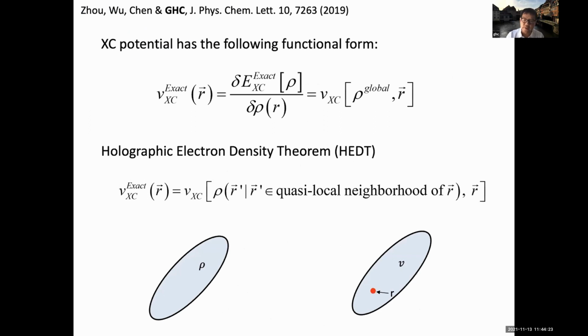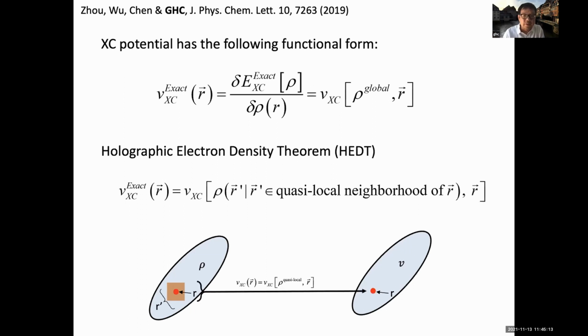Now let's go back to our problem. For instance, the exact exchange correlation potential, if you take a partial functional derivative, you end up with this. This is, in principle, a functional of the electron density of the entire system you are interested in. But then use our holographic electron density theorem. If we're interested in this red point, all we need for the exchange correlation potential is the electron density nearby, because it encodes information further away. Then we can solve this transferability problem.